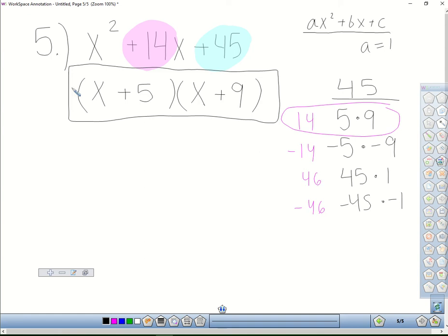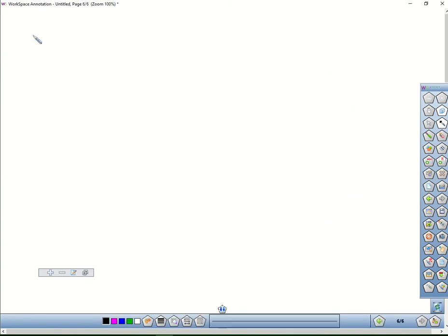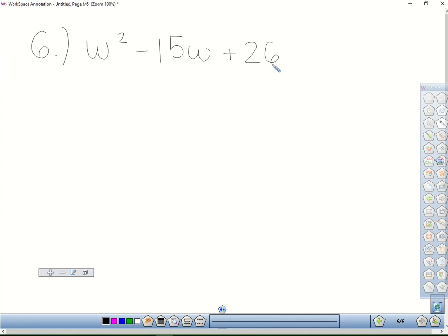So you guys want to do number 6 together? Yeah. Okay, let's look at another example. So I'm looking at number 6. Number 6 is w squared minus 15w plus 26.